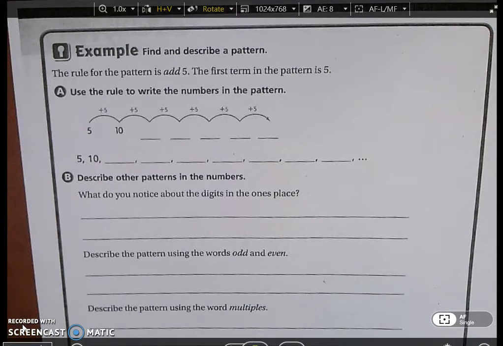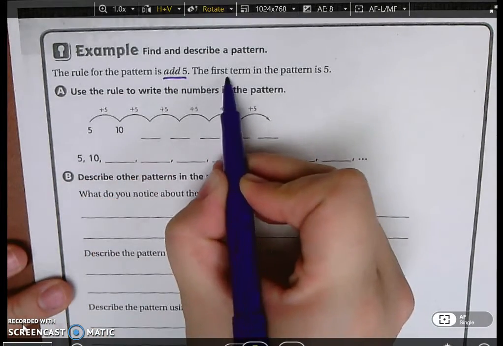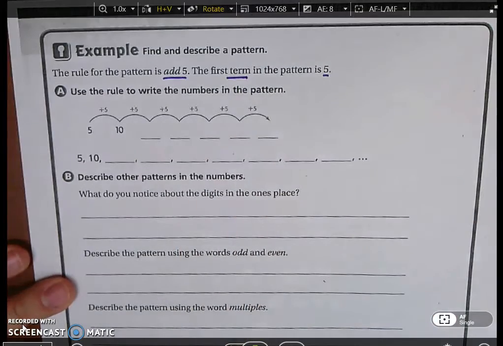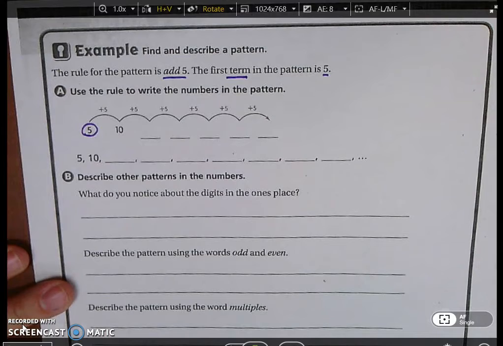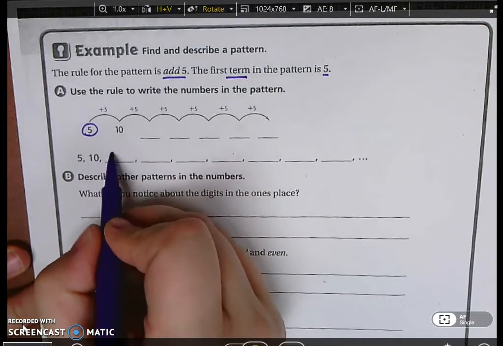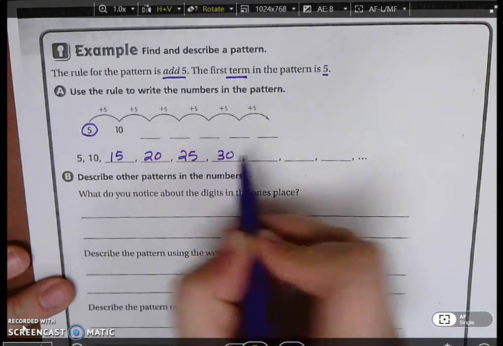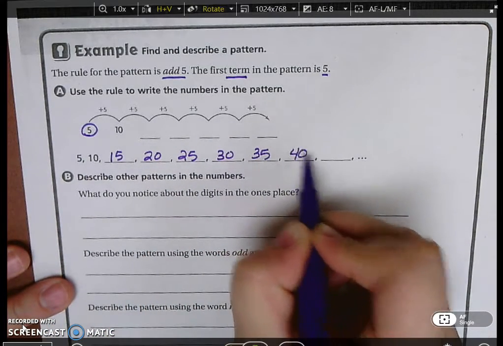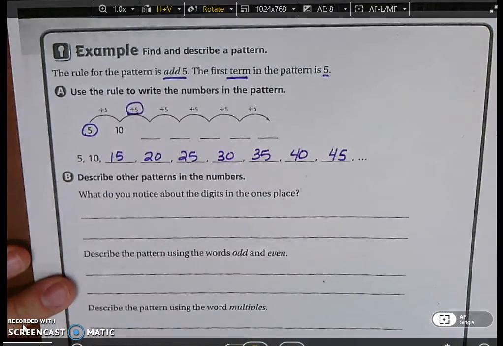So now we're looking at the second page here. We're going to do a couple practices finding and describing patterns. The rule for this pattern is to add 5. The first term in the pattern is 5. So the first number here is going to be 5. Use the rule to write the numbers, adding 5 every time. So it'd be 5, 10, 15, 20, 25, 30, 35, 40, 45. And each time we're adding that 5 as it shows here.